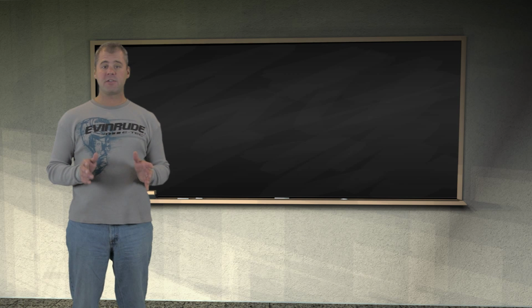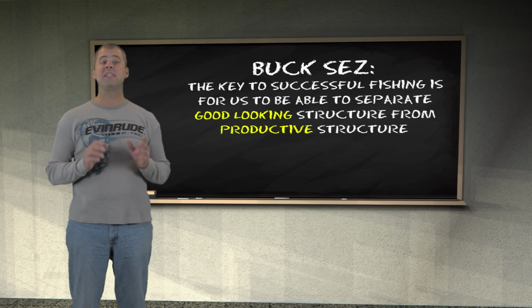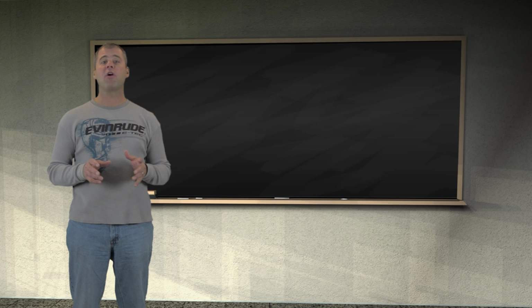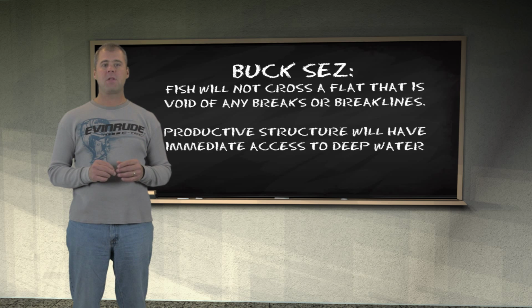Not all structures are the same. Some will rarely be used by the fish, while others may be used a lot. Buck Perry has said the key to successful fishing is for us to be able to separate good-looking structure from productive structure. Here are some things to keep in mind when looking for productive structure. Fish will not cross a flat that is void of any breaks or break lines. So in order for a structure to be productive, it must have immediate access to deep water.